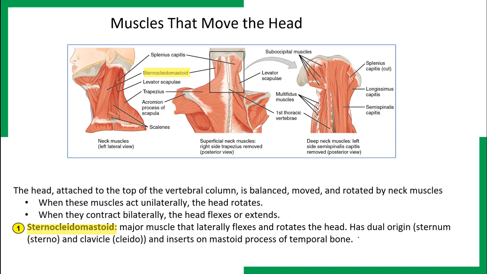Muscles that move the head. So as you know, the head is balanced on top of the vertebral column. Specifically, the occipital bone is perched on top of the C1 vertebra. And so what happens is that we've got muscles on both sides of our neck, right?